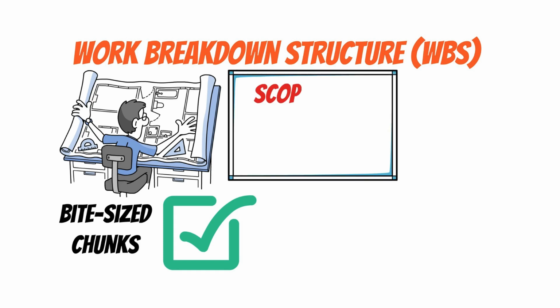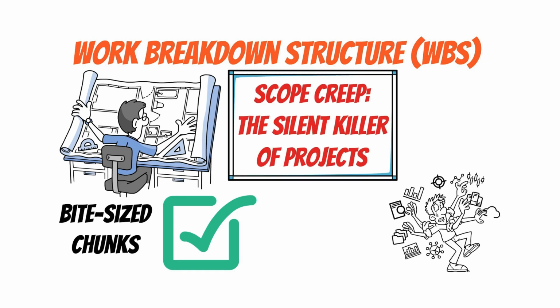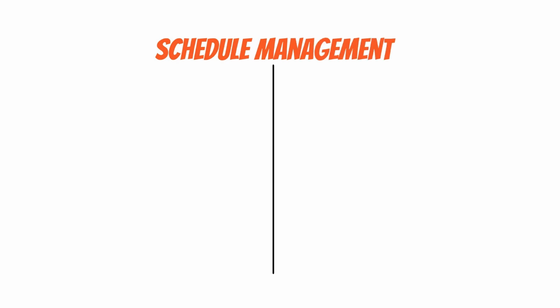There is also scope creep, the silent killer of projects. This happens when extra tasks sneak in without proper approval, kind of like an uninvited guest at your party. There is schedule management, because time is money and nobody likes missed deadlines.